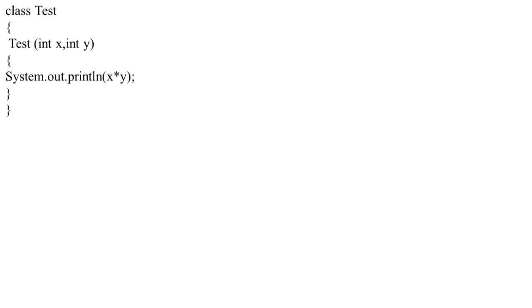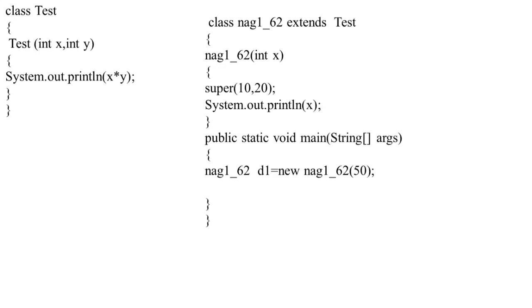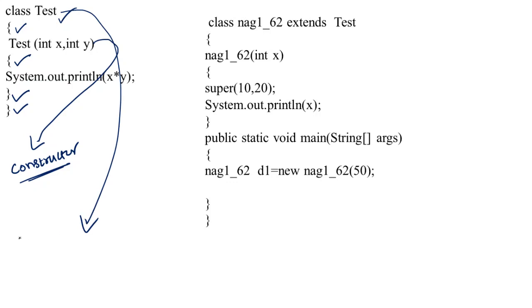Just see this program. I have a class. What is my class name? My class name is test. This is the beginning of the class, this is the ending of the class. This is the beginning of the method, the ending of the method. But if you speak strictly, this one is a constructor. Whose constructor? This is the superclass, or I can say parent class.